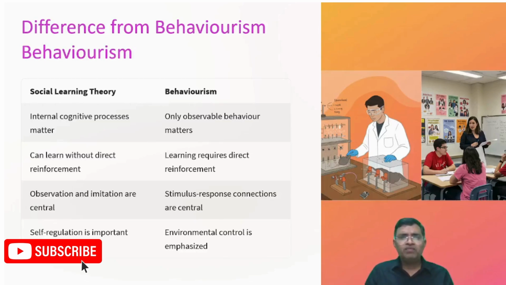Here is the difference between behaviorism and social learning. Social learning is a totally internal mind process, or cognitive process. In behaviorism, only the observable behavior matters. In social learning one can learn without reinforcement; it is self-motivated. But in behaviorism, learning requires direct reinforcement. In social learning, observation and imitation are central, whereas in behaviorism the stimulus-response (SR) connection is the central point. In social learning, self-regulation is important, and in behaviorism, environment control is emphasized.